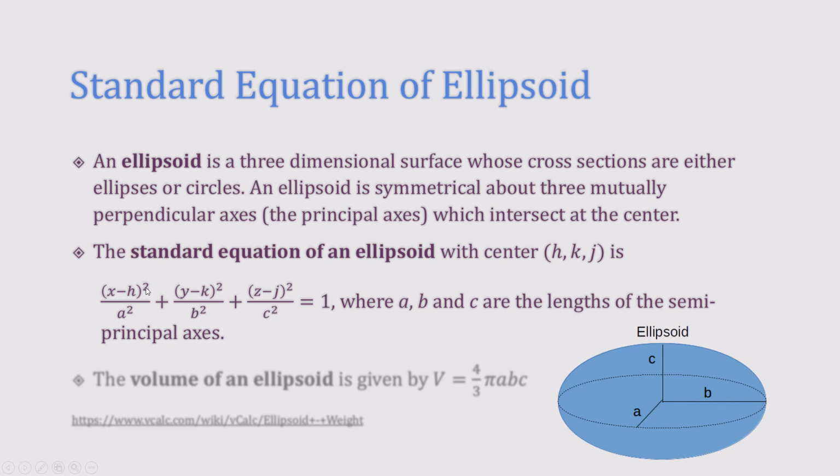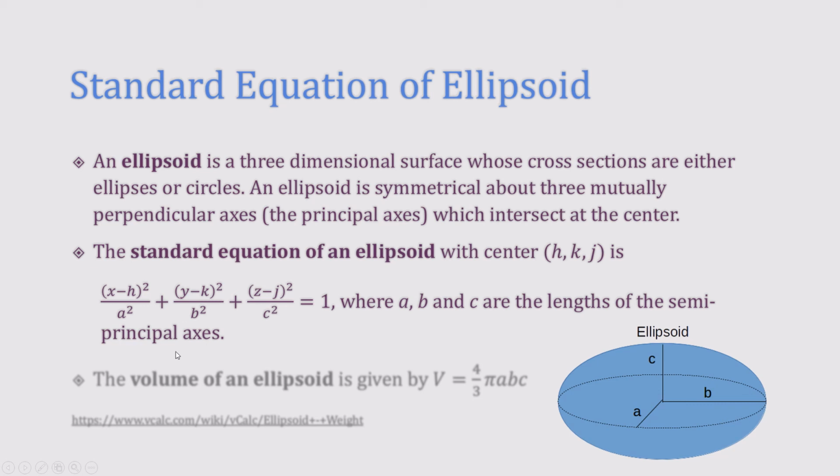a squared plus (y minus k) quantity squared over b squared plus (z minus j) quantity squared over c squared is equal to 1. And notice this is just like our two-dimensional ellipse with the addition of this extra term for the z coordinates, where a, b, and c are the lengths of the semi-principal axes.